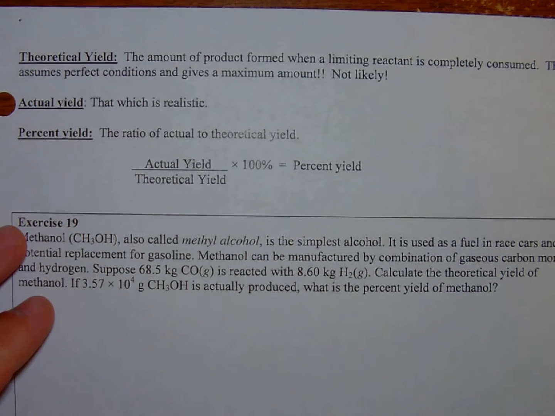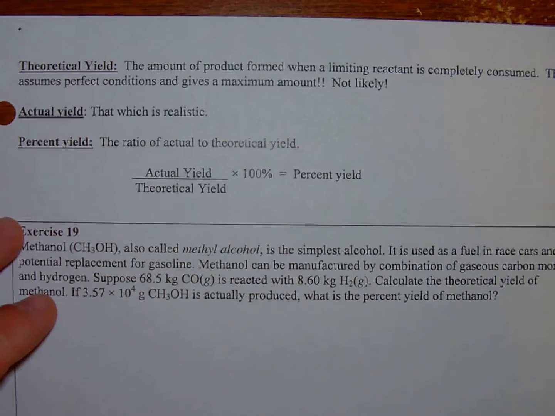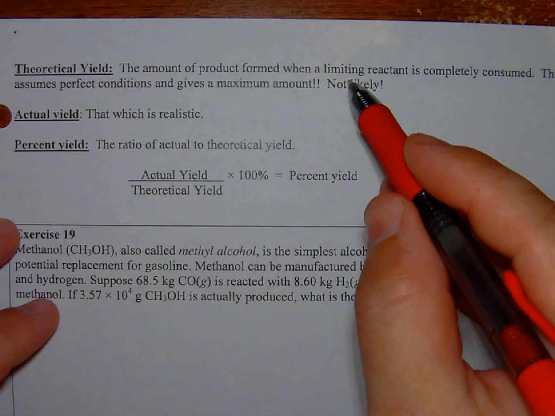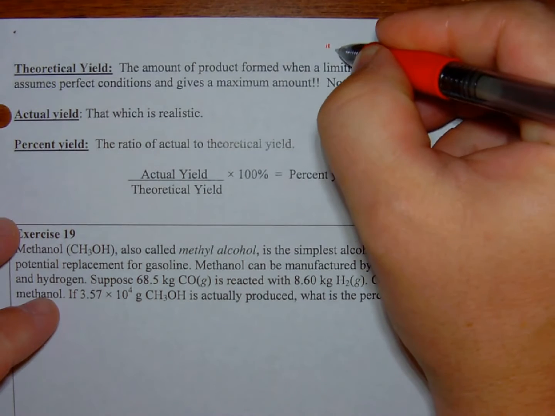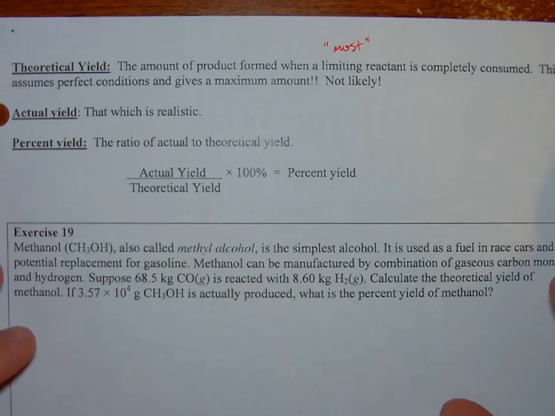Here we go. Theoretical yield. It's the amount of a product formed when a limiting reactant is completely consumed, right? But isn't that the definition of a limiting reactant? The thing that is completely consumed? Remember, in your definition, it says most, right?